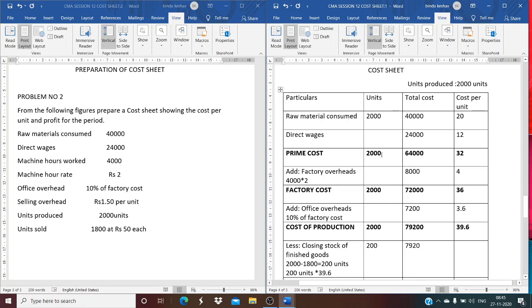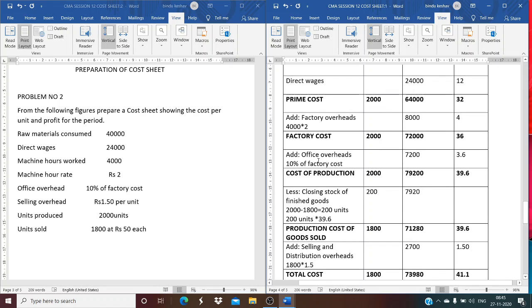So factory cost, we are adding now 64,000 plus 8,000, 72,000. Number of units 2,000, 32 plus 4, 36 rupees. To the factory cost, we have to add the office overheads, administrative overheads. So office overheads, you can see in the question, is 10% of the factory cost.